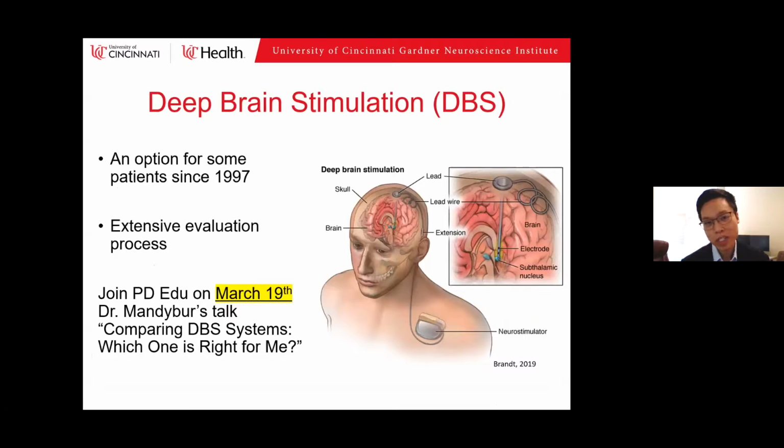Just a quick note about an advanced therapy available to those with Parkinson's disease, and that's deep brain stimulation, or DBS. This has been around in some form since 1997 for use in Parkinson's disease. And it's not something that we will willy-nilly just send you to the operating room for. There's a very extensive process where you meet a neurologist, a neurosurgeon, a neuropsychologist, and there's a conference talking about your case and whether or not this is a good option for you.